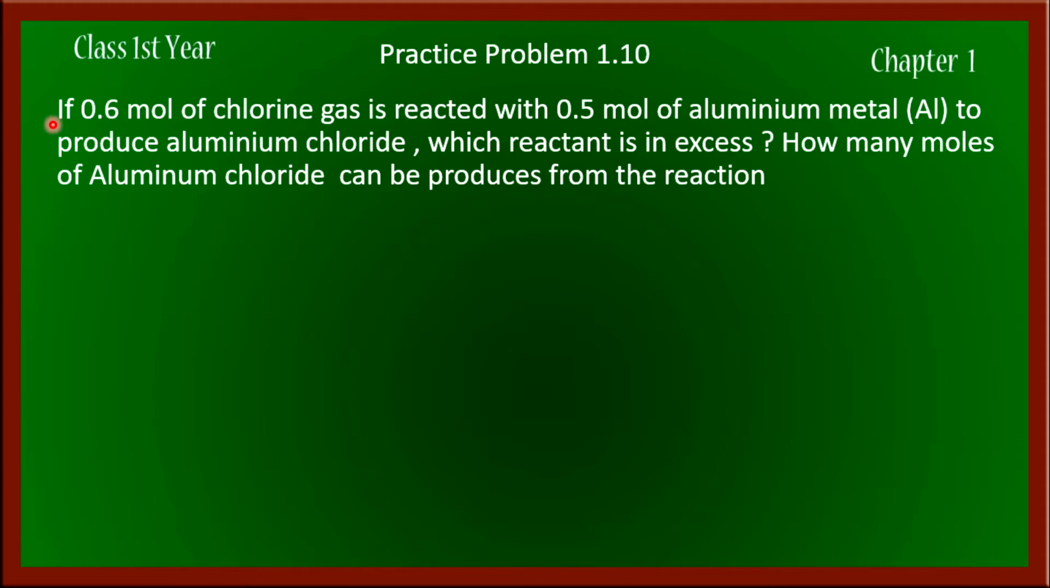chlorine gas is reacted with 0.5 moles of aluminum metal to produce aluminum chloride, which reactant is in excess? And the second part of the question is how many moles of aluminum chloride can be produced from the reaction.